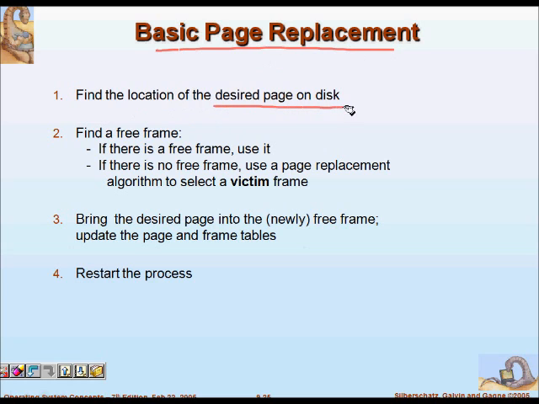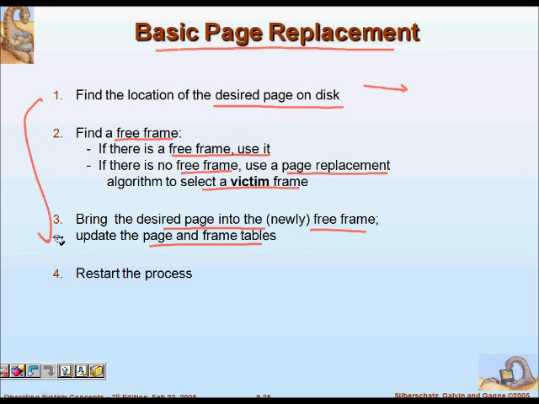Find the location of desired page on the disk. Okay, so find the location of whichever page. When page fault occurs, I will find where it is located on the secondary memory. Then we need to find a free frame in the main memory. If there is a free frame, use it. Otherwise, if there is no free frame, use page replacement algorithm to select a victim frame, bring the desired frame into the free frame, and update the page and frame tables. So restart the process again.